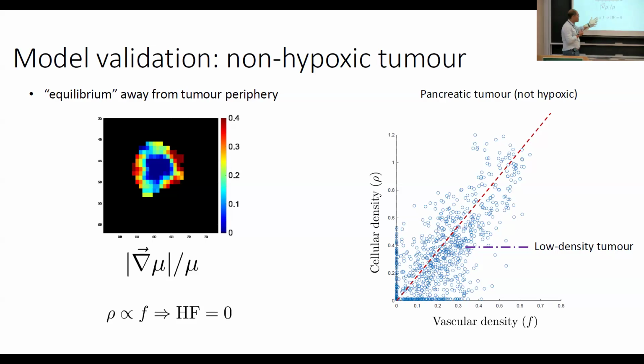In equilibrium, I expect the cell density to match the vascular density. So angiogenesis has kept pace with the tumor growth, and I don't have hypoxia. This is a very typical tumor for which I've done this analysis, and you see this very strong correlation between rho and F, indicating low hypoxia in my model.